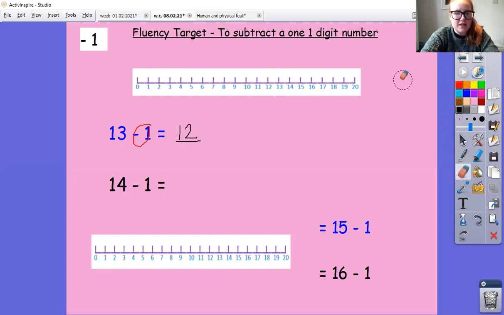Okay, can you please pause the screen and have a go at the next 3 on here and come back when you're done and we can have a look at it together.